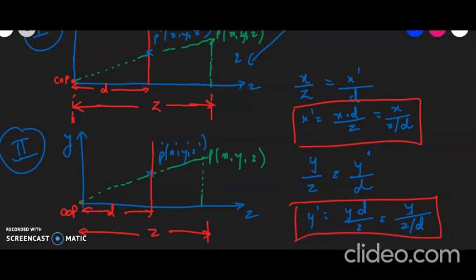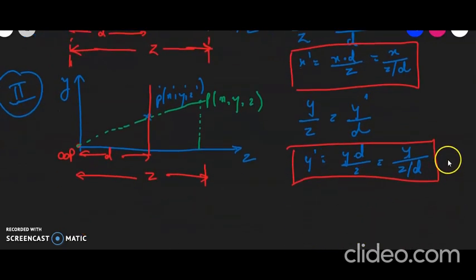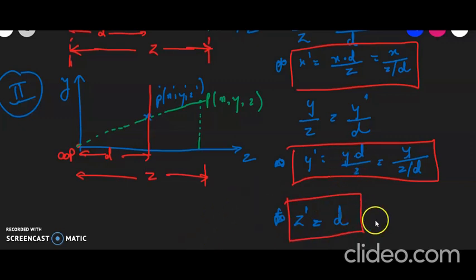Now the question arises, what is the value of z dash? We have found the value of x dash and the value of y dash. Now we will see the value of z dash. Z dash is on the view plane, right? And the view plane is at a distance d. So what is the value of z dash? Z dash is equal to d. Simple.